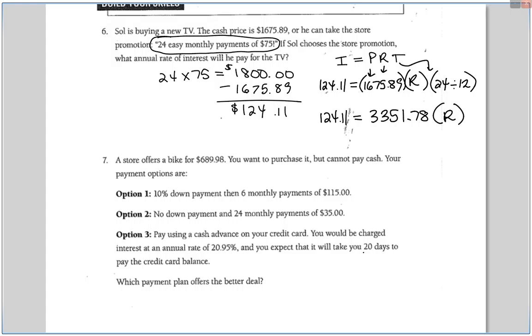Usually we draw lines underneath. You guys remember that? Draw a line underneath each side. You get R by itself by dividing out the coefficient there. So there it is.